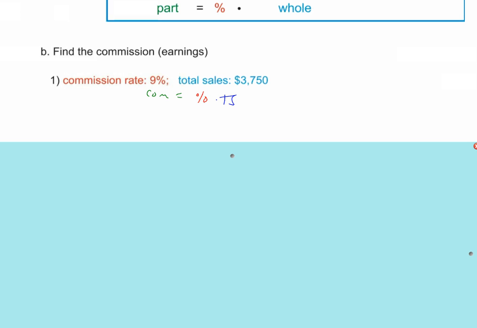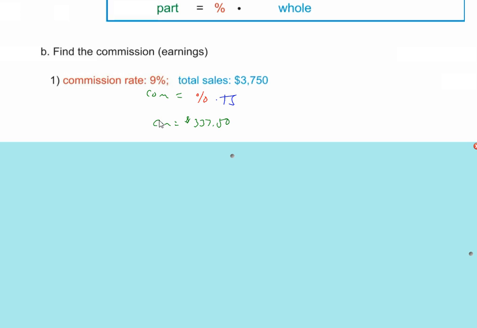You got total sales of $3,750. We're going to use the formula, commission equals percent commission times total sales. And Kristen, what answer do you have? If you multiply that 0.09 by the 3,750, it's $337 and how many cents? And 50 cents. How many agree with Kristen? And that would be correct.